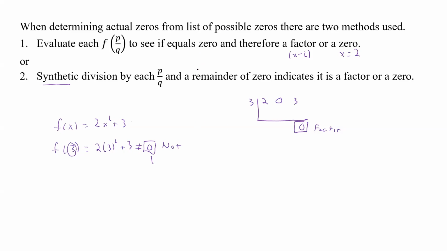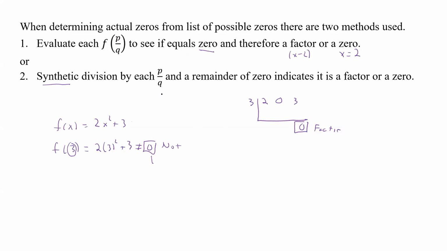How are you going to decide which method to use? Like, does it matter? It depends on what you feel like doing or what the question asks for. So if it says use method 1, or plug in p over q for f and solve it down and see if it's a 0, then you do it that way.